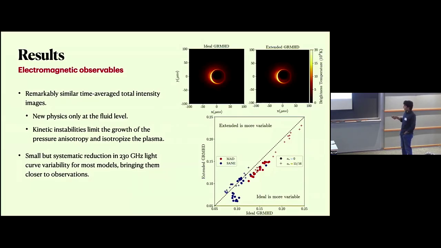What you see here is that most of the models lie below this diagonal line, and that suggests that the new physics makes the model less variable and closer to observations.